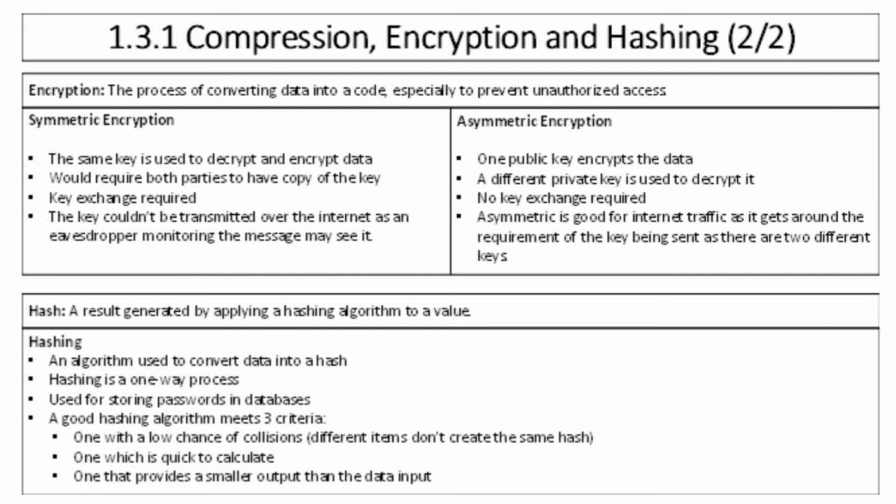It has a low chance of collisions, which means different items don't create the same hash. It is quick to calculate, and it provides a smaller output than the data you actually put in, like chicken chow mein will put out 62W. Don't trust me on that.